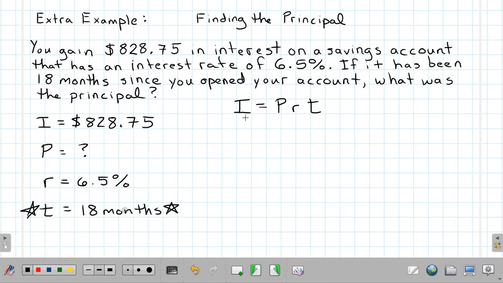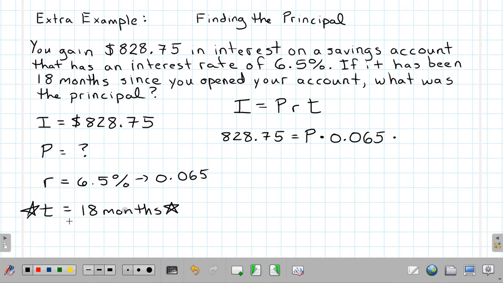When we plug into our formula, let's go ahead and plug in the other things that we know. So we know I is 828.75. We don't know what P is, so we're leaving it there. Times, we know R, once again, rate, percentage, so 0.065. Times, and here's where we've got to be careful. We do not put 18 here because this is 18 months, not 18 years.